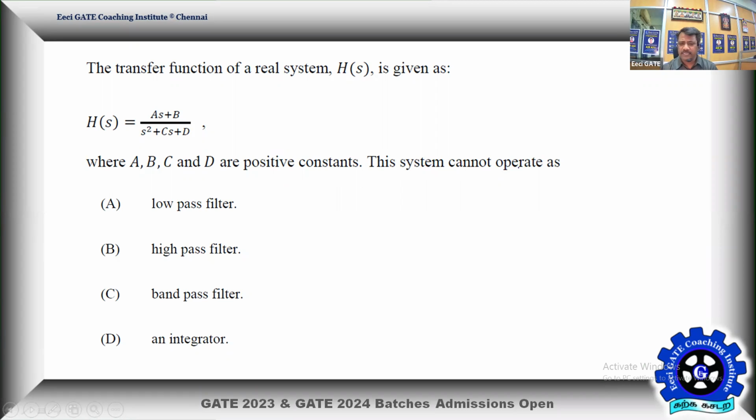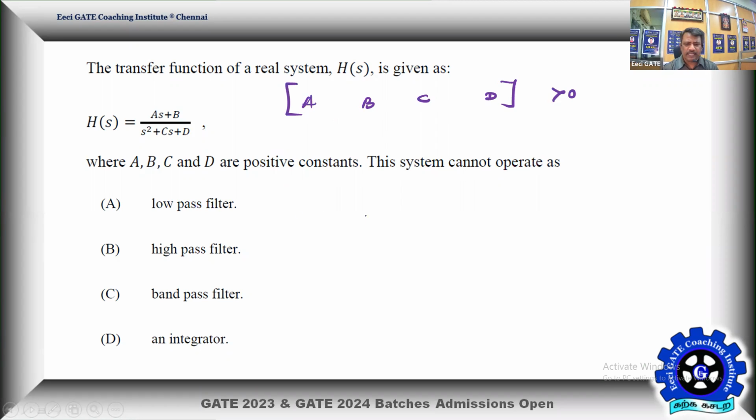This system cannot operate as... So probably you need to pursue the problem in such a way that A is tunable, B is tunable, C is tunable, D is also tunable. These are the tunable parameters, but they take a value greater than 0, remember.